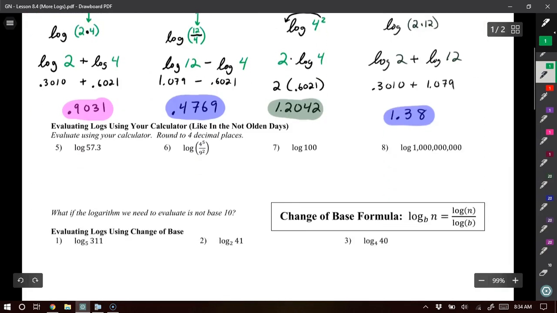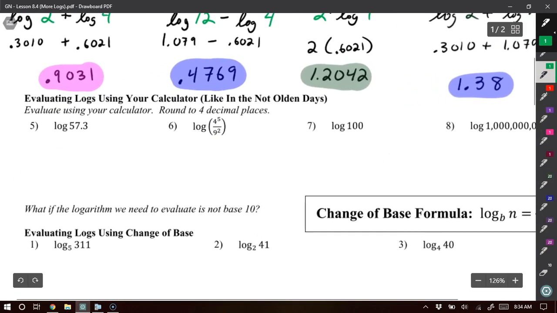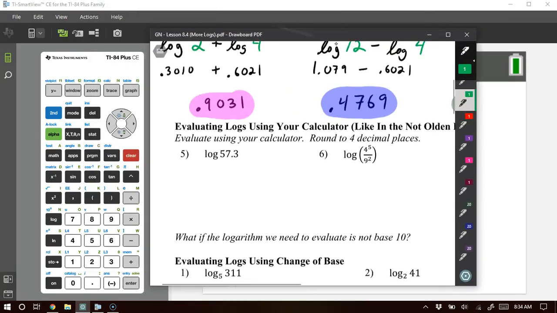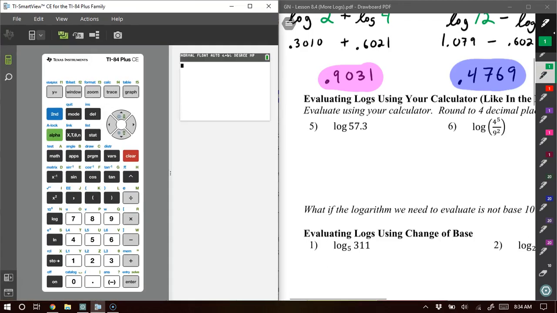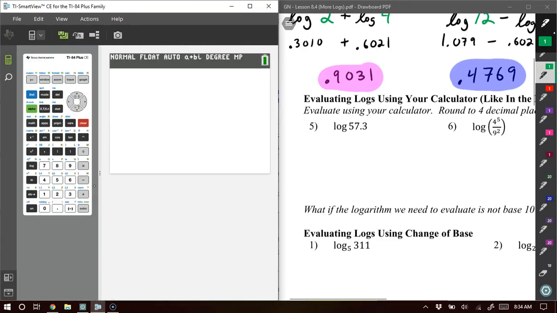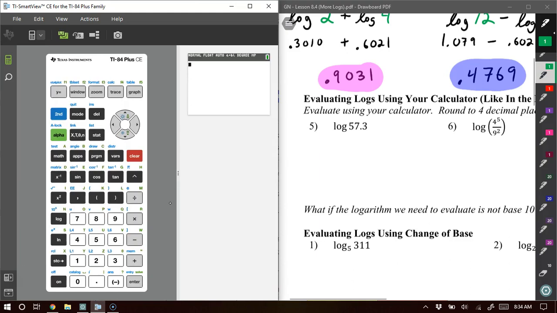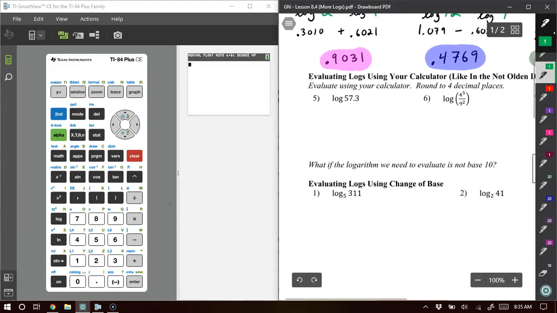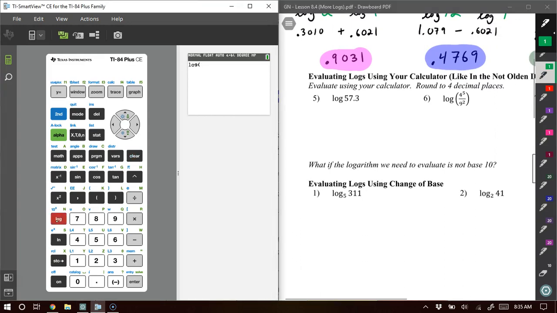So next part, evaluating logs using your calculator. Now, this is not the good old days. This is actually using your calculator for it. So I'm going to just pull up my calculator screen. We're going to round to 4 decimal places, it says. The log button is right next to number 7. I'm just going to type in log of 57.3. I'll close parentheses. Hit enter.